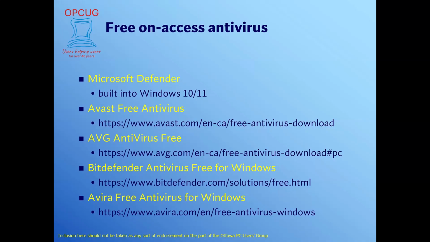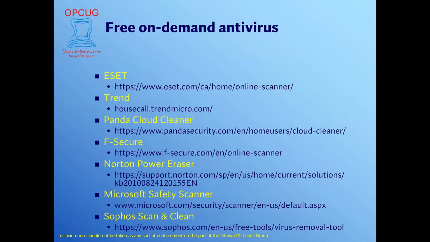Bitdefender, one of the most respected antivirus programs around. They have a free version, and Avira has been around for a long, long time. I know some people are using it and are quite happy with it. You can also run on-demand antivirus, and this can run on top of your on-access antivirus, and it's good as a second check. So if you think that maybe your antivirus is missing something, then you can run any or all of these and do a point-in-time check to see if they find anything additional on your computer.